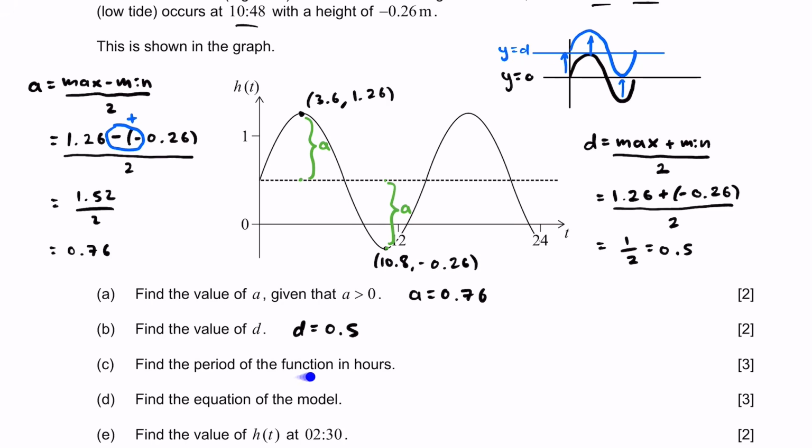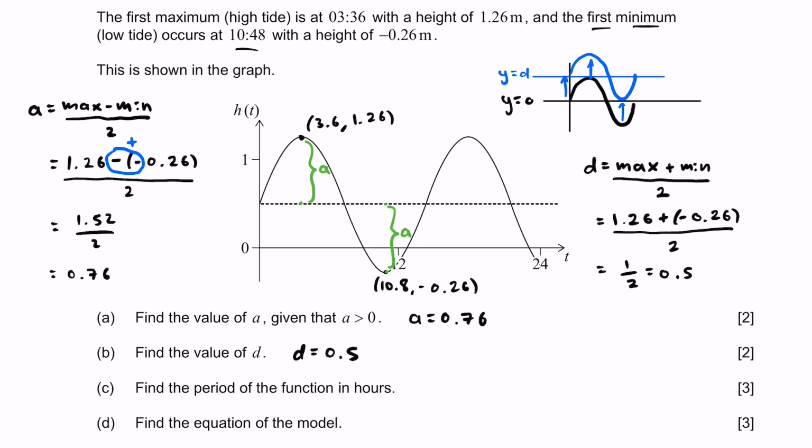Find the period of the function in hours. Okay, interesting question. So period of the function in hours. So period refers to the time taken to complete one up-down cycle, or one complete wave. So if this is our starting point, how long does it take to get back to this starting point? Same way we could take what's called the peak. How long does it take to complete one complete cycle? Or the trough. How long does it take to complete one complete cycle again? Okay, so period, how long does it take to complete a full wave?